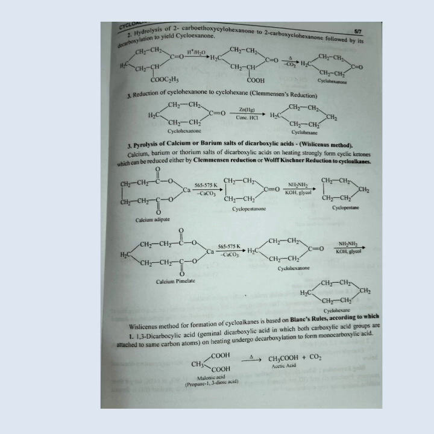Clemmensen reduction. Third step, pyrolysis of calcium or barium salt of dicarboxylic acid, the Wislicenus method. Calcium, barium, or thorium salts of dicarboxylic acids on heating strongly form cyclic ketones, which can be reduced either by Clemmensen reduction or Wolff-Kishner reduction to cycloalkanes.